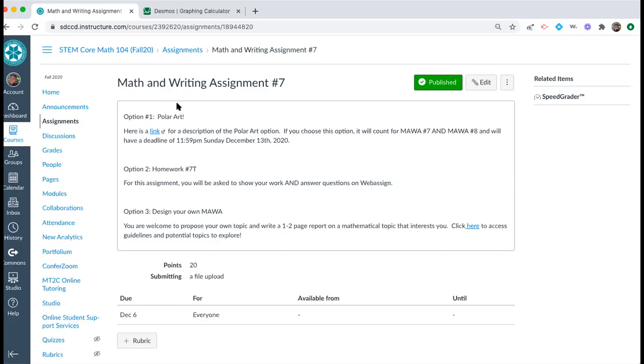Let me know if you have any questions. I'm happy to help you out with Desmos. And a lot of stuff is definitely Googleable out there in terms of how do you make really cool things on Desmos? Okay. Are there any questions about the math and writing assignments?